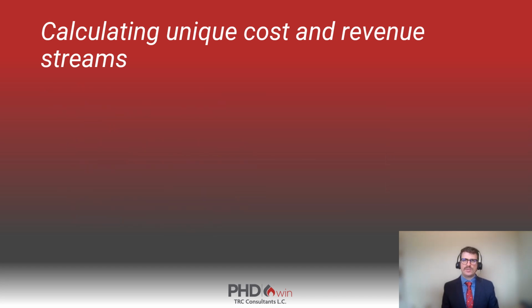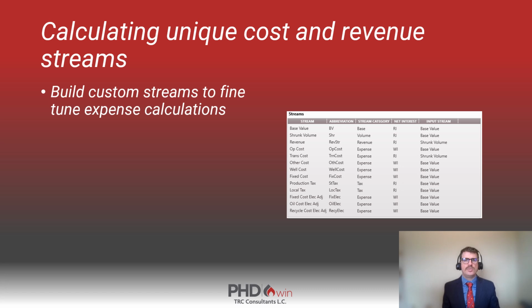Sometimes the default revenue or expense streams that we have built in our system aren't going to meet your particular needs. So we do have the ability in PHDwin to build custom streams that may be required in order for you to properly evaluate your area. Here we can see we have our default streams where we have the stream category, so volume or revenue or an expense category, the interest associated with that stream, and then whether that stream is based on the gross volume or the shrunk volume of that product.